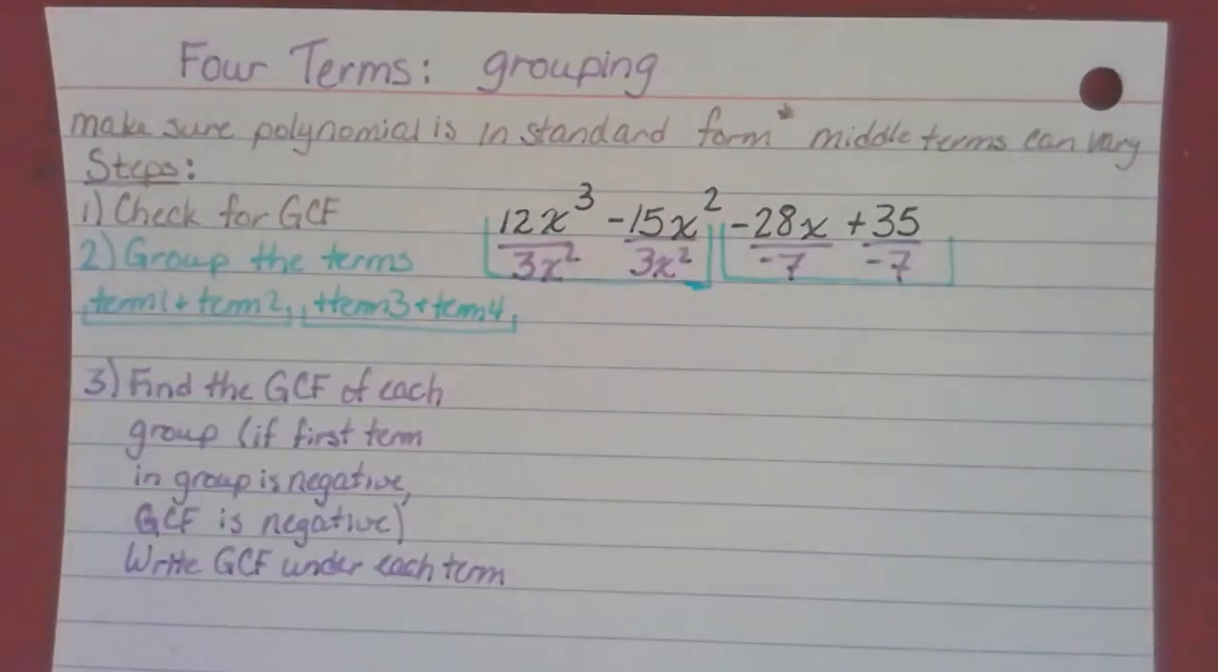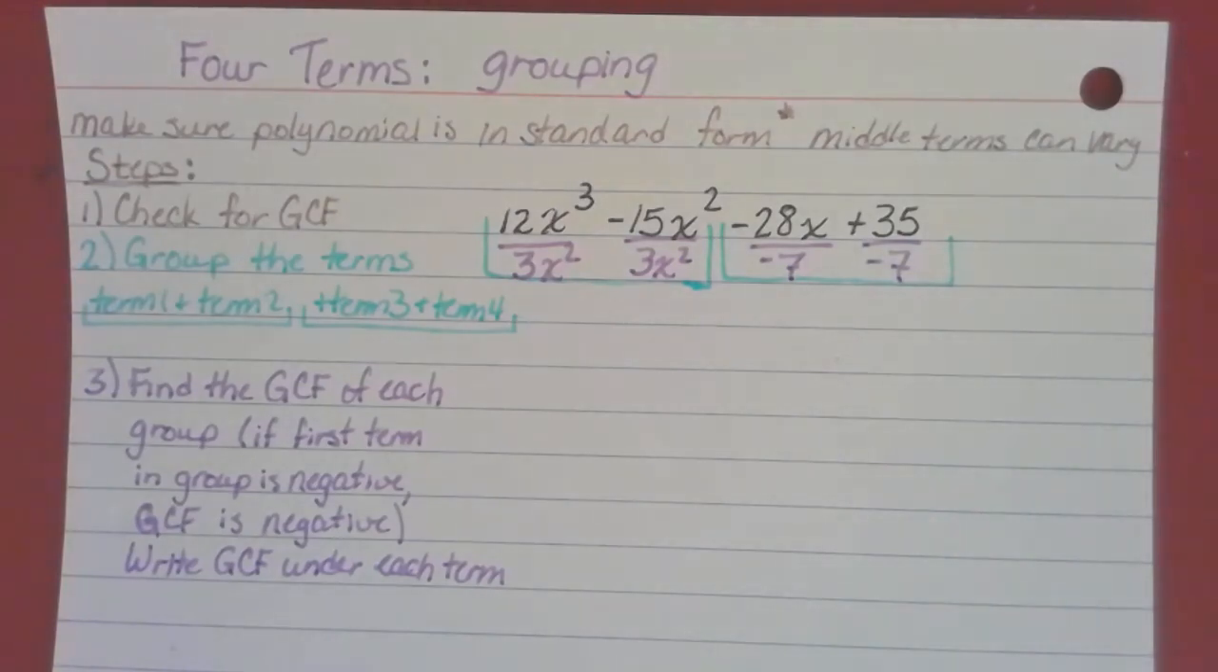which is to find the GCF of each group. And keep in mind, if the first term in a group is negative, the GCF is going to be negative. And we're going to write that GCF under each term. So for the first group, my GCF is 3, which goes into both 12 and 15. And then it's x squared because it's the variable that they both have and the smallest exponent.